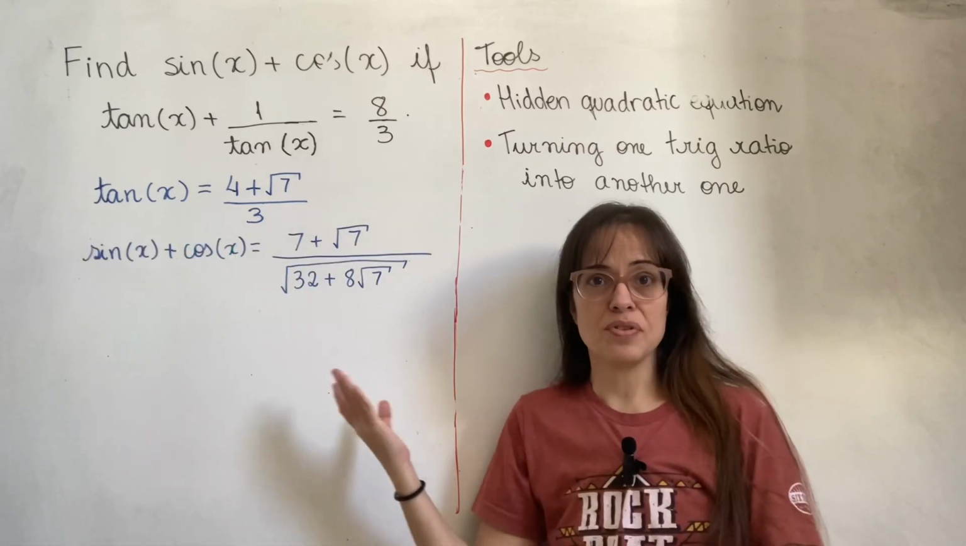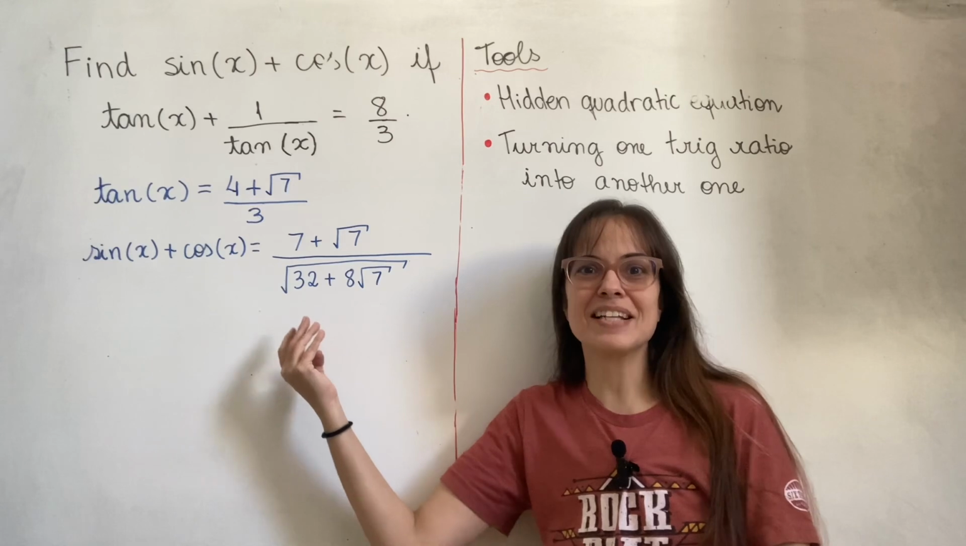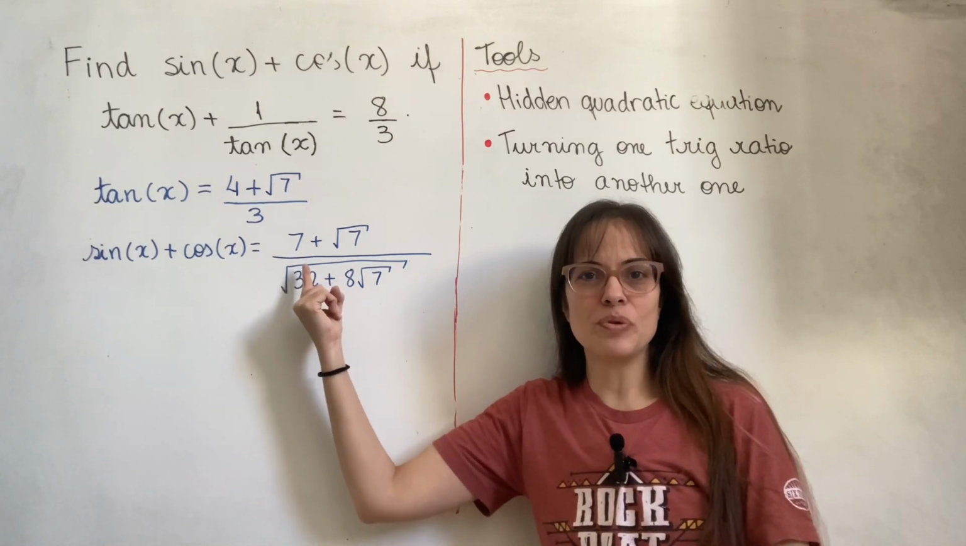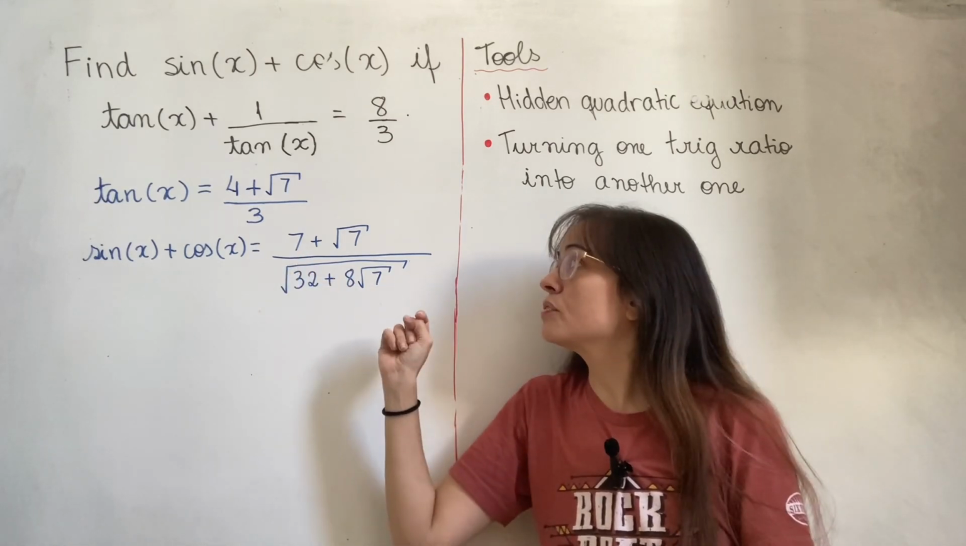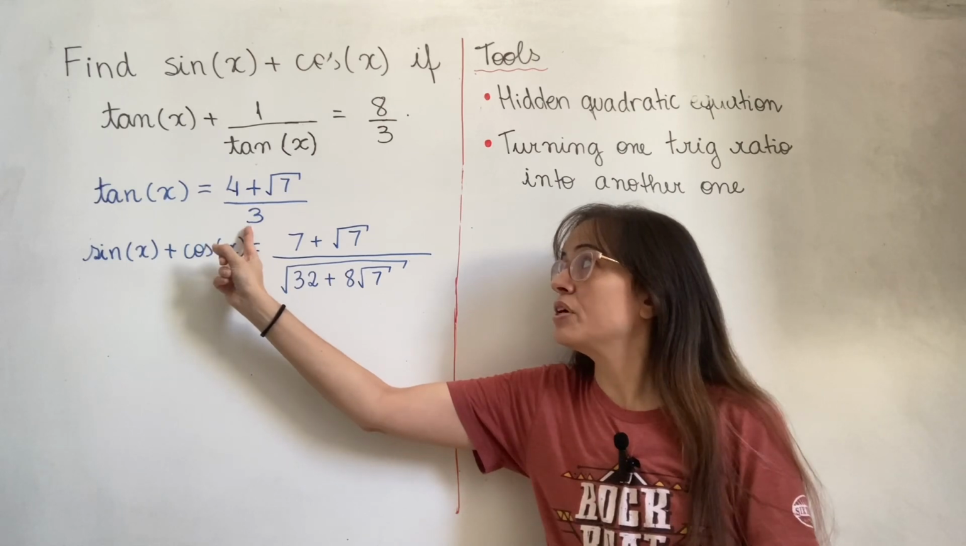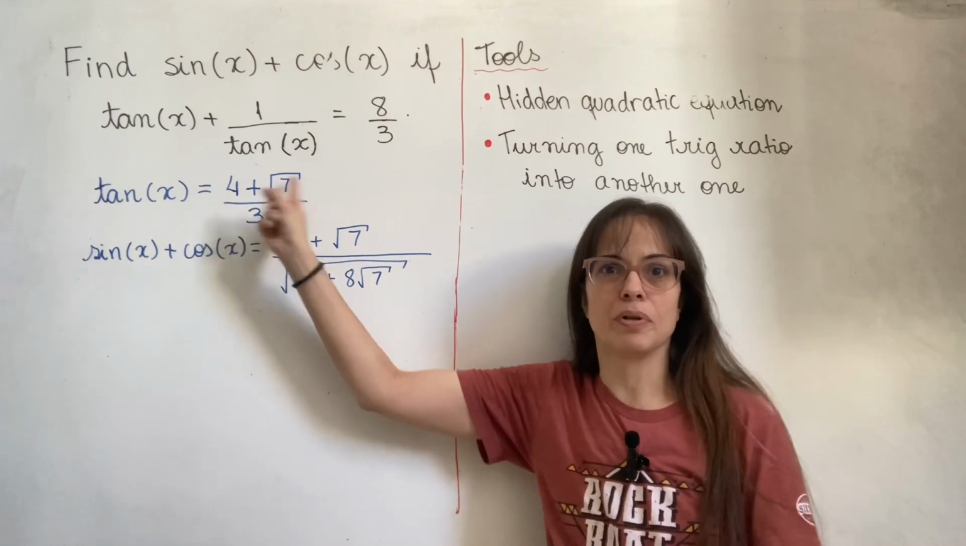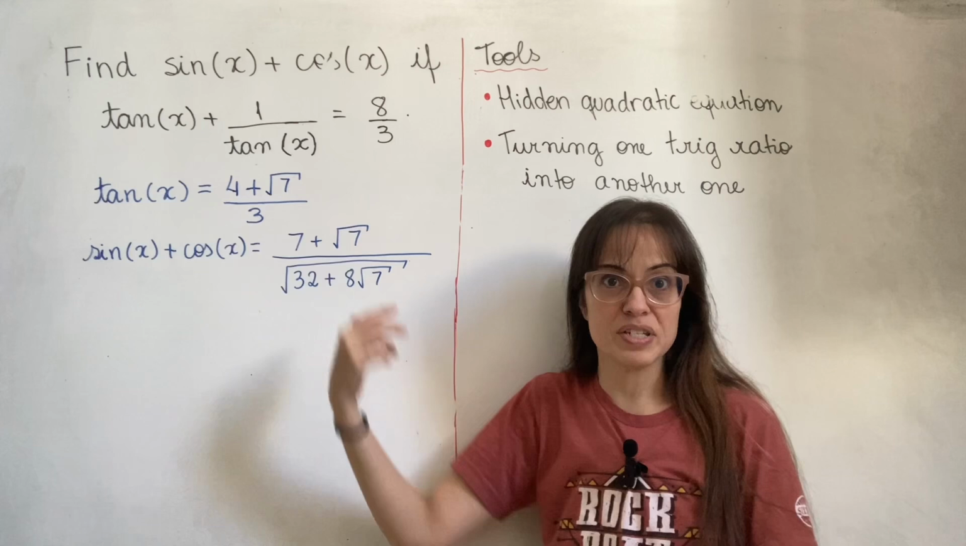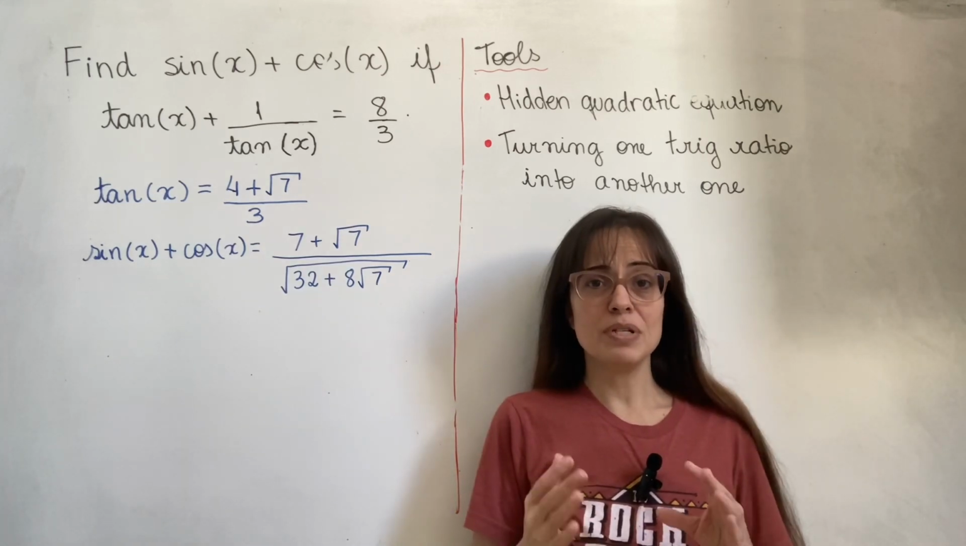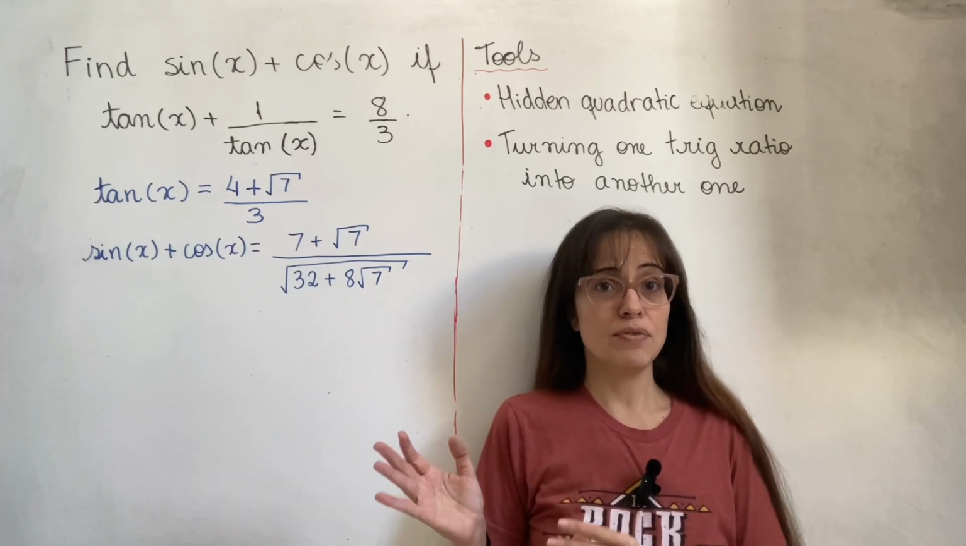So both fractions were in the same denominator, so at least there's that. And in the numerator we have a 7 now because one of the fractions had a 3 in the numerator and the other one had 4 plus root 7. So 3 plus 4 is 7. And technically the problem is finished. You could stop here if you wanted.